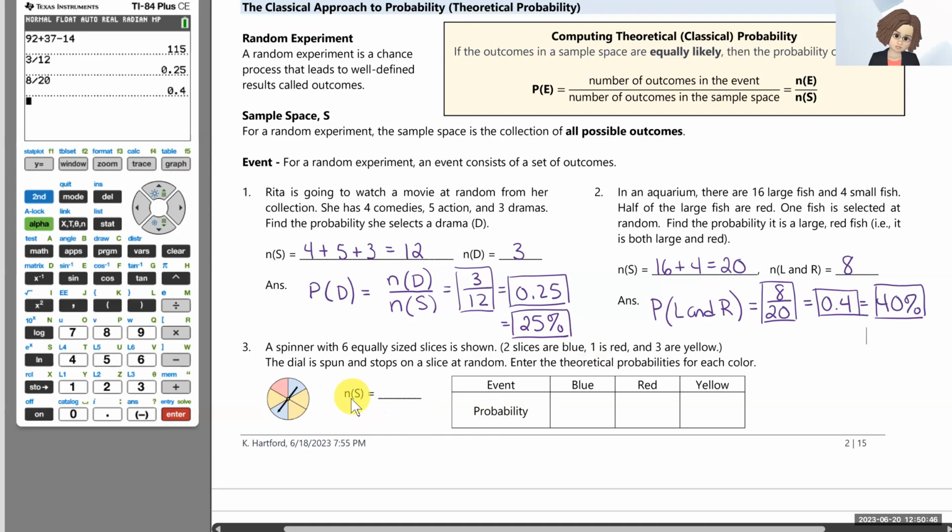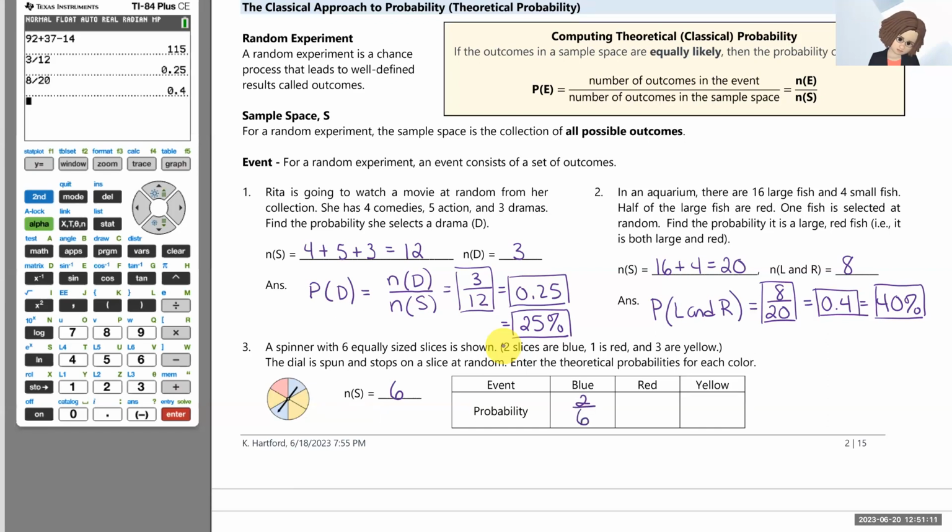So first, let's make a note here, the number of items in our sample space. The number of regions that the spinner could land on, 6 regions, so 6 possible outcomes in our sample space. And then the probability of landing on a blue region, well, 2 outcomes make up that event. So 2 out of the 6 are blue, so there's your blue probability. And then red, there's 1 red region out of 6. And yellow, there's 3 yellow regions out of 6 regions.